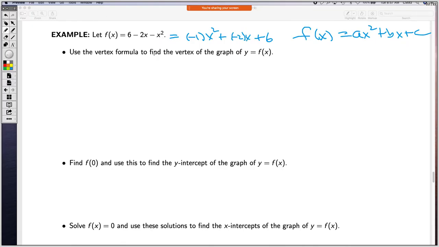We're asked to use the vertex formula to find the vertex. Remember the vertex formula, the opposite of b over 2a, gives us the x coordinate. So the opposite here, negative 2 over 2a. Don't forget the 2 like I did last time. So I get a positive 2 over a negative 2, which is a negative 1. Now, negative 1 is the x value of the vertex.